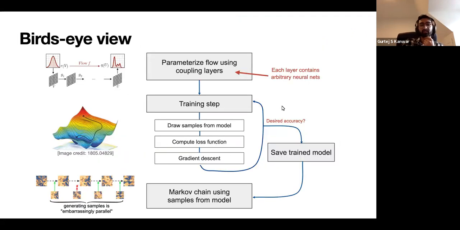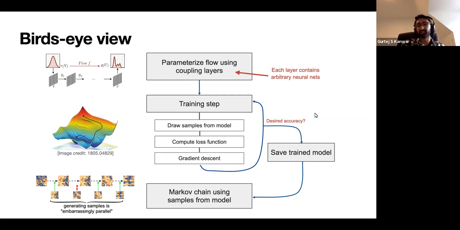So the bird's eye view then of this approach is essentially that by parameterizing these flows as the composition of coupling layers, each of which contains these arbitrary neural nets, as just one possible way of parameterizing an invertible transform, we can then perform the standard machine learning loop of drawing samples from the model, in this case, because it's a model-based sampling procedure, computing this loss function, this KL divergence, and applying gradient descent to all of the parameters baked into each of these coupling layers to make the output distribution approximate as closely as possible the target distribution, which is just that e to the minus action.